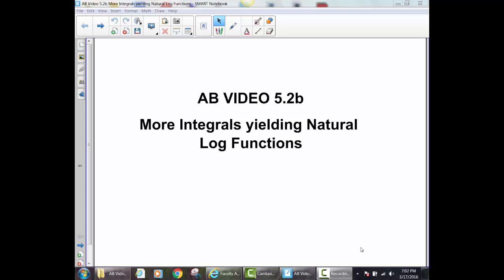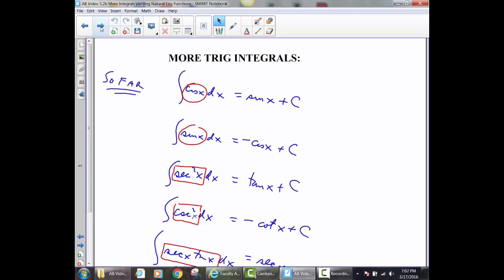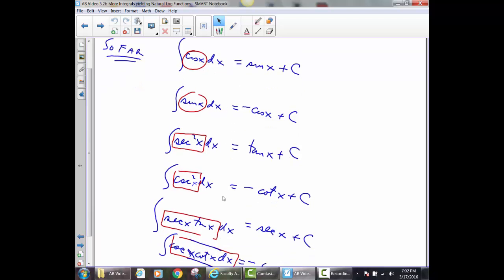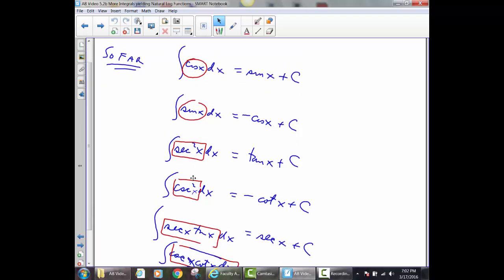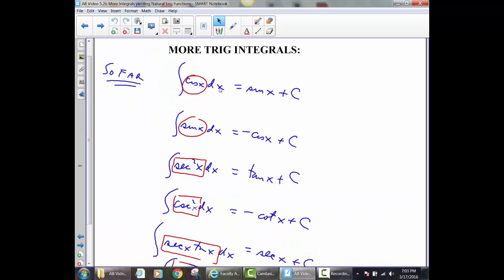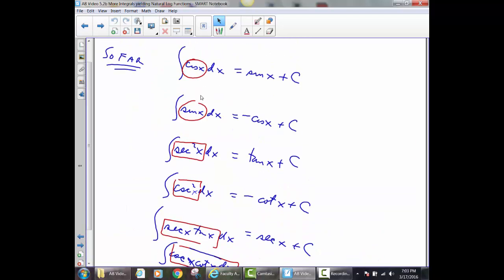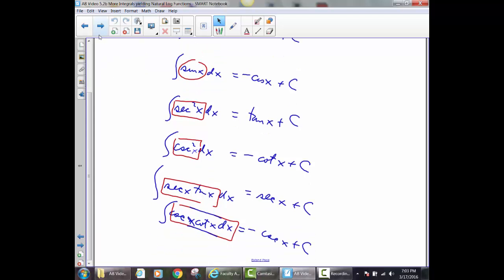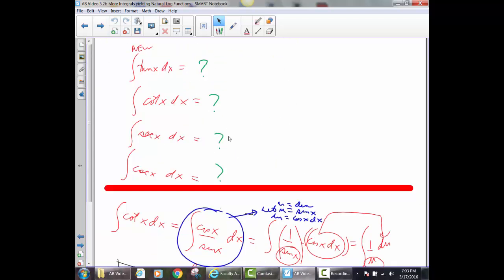More integrals yielding natural log functions. As you know so far, we know the integral of cosine, sine, et cetera. But what you'll see missing from this list is the integral of tan and cotan and secant and cosecant. We don't have formulas for those yet. We just have formulas for integrands of cosine, sine, secant squared, cosecant squared, secant tan, and cosecant cotan. So what are they equal to?